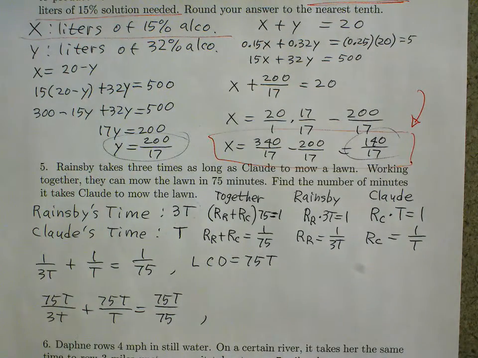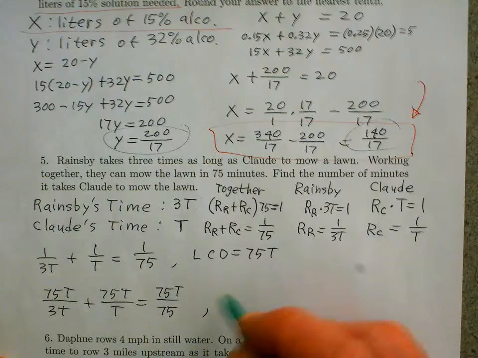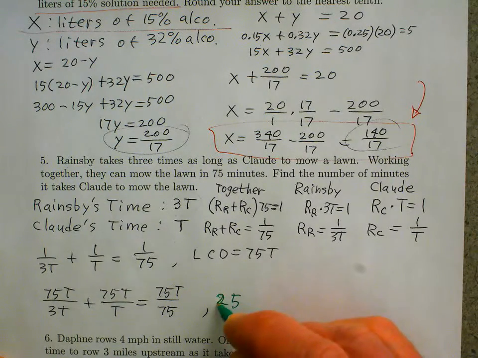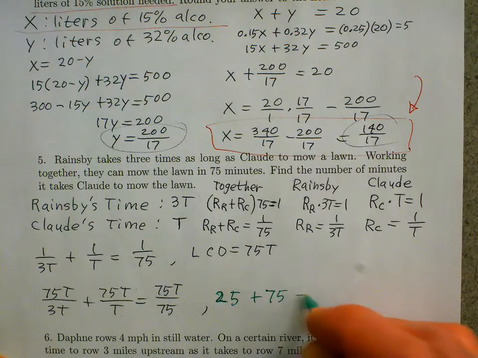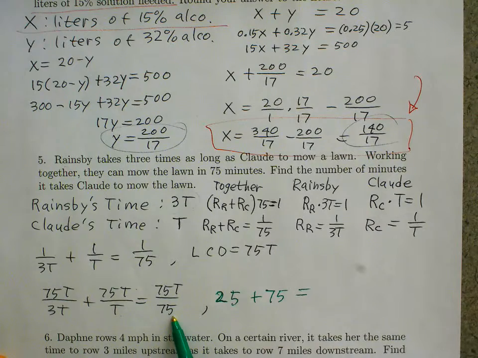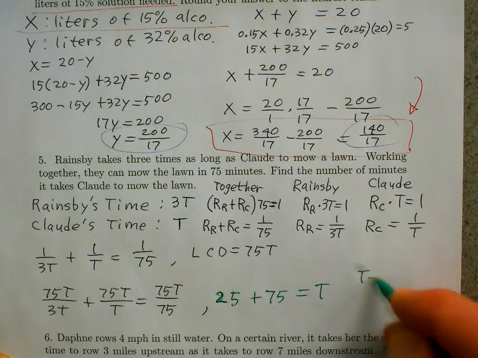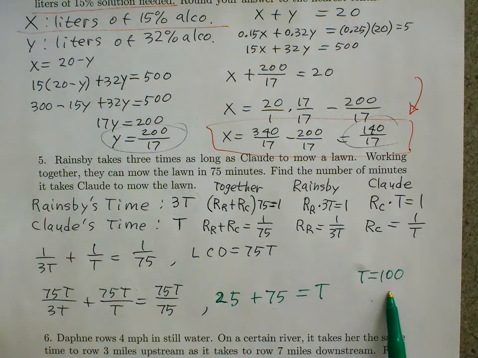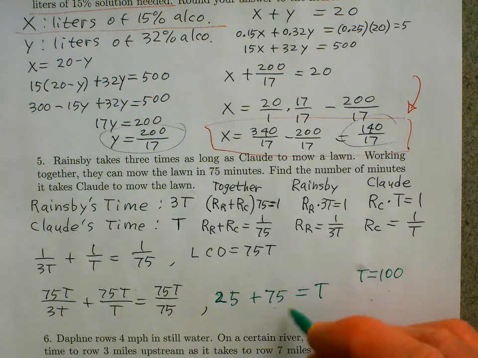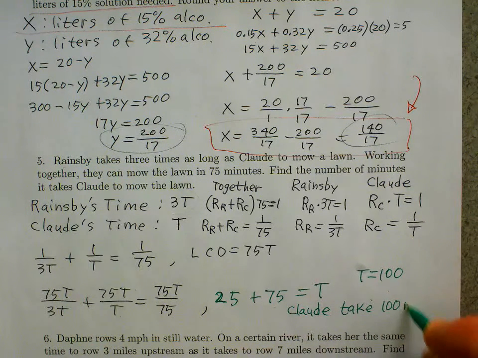Okay, then we simplify the fractions. 75t divided by 3t is 25. 75t over t is 75. And 75t divided by 75 is t. And 25 plus 75 is 100. So Claude takes 100 minutes to mow the lawn by himself. Claude takes 100 minutes.